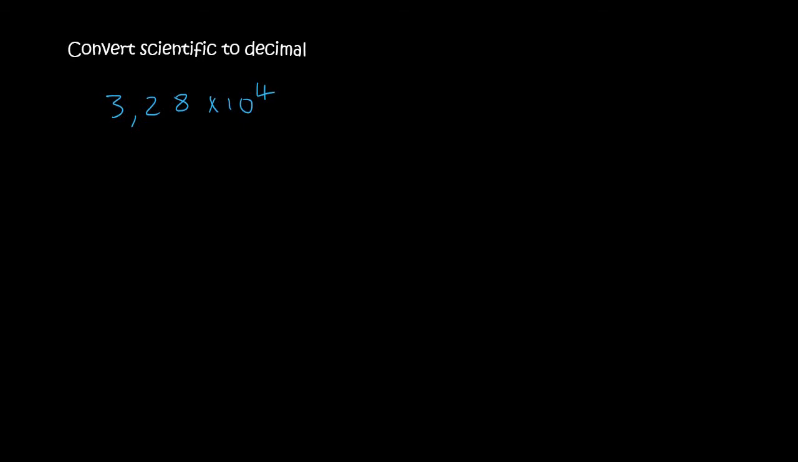Hello everyone, in this lesson I'm just going to try and make sure that you understand the real difference between going from scientific to decimal and decimal to scientific. So here we're starting off with a scientific number because it's got times 10 to the 4. If you were to write this as a decimal, it would be 32800. Let me explain.